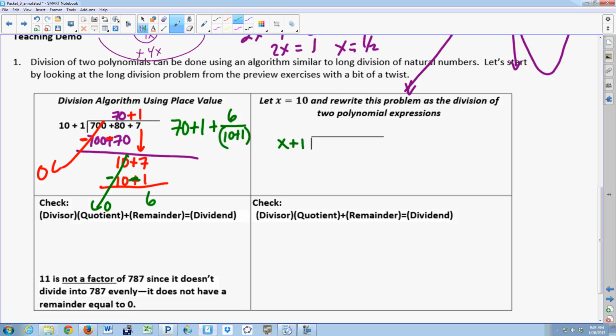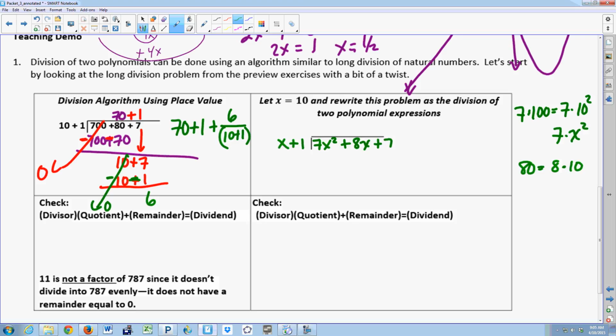Now inside I have 7 times 100. 7 times 100 is equal to 7 times 10 squared. So what do I write inside as the first term of my dividend? 7x squared, because x is taking the place of 10. So I have 7x squared here, plus I have 80, which is 8 times 10. And if x is taking the place of 10, how would I write 80? 8x. And 7 is 7.